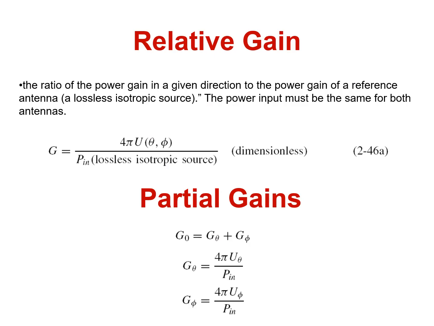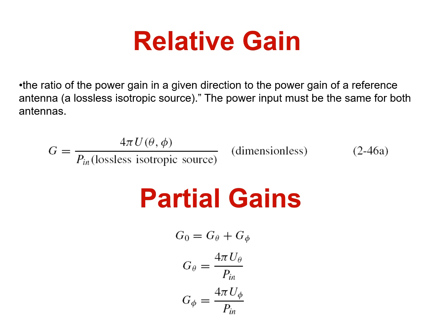The next term is the relative gain: the ratio of the power gain in a given direction to the power gain of a reference antenna, that is, a lossless isotropic source. This type of gain is called relative gain. The power input must be the same for both antennas. That is the condition: the input power for the antenna for which the relative gain is to be calculated and for the reference isotropic antenna should be the same. Then we can calculate the relative gain by equation 2.46a.